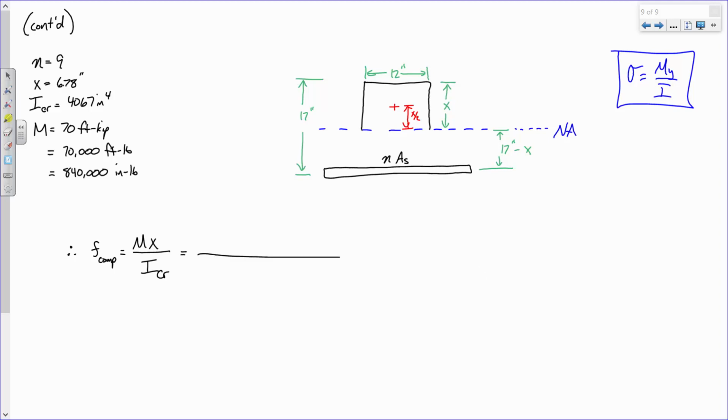So that's going to be 840,000 inch-pounds. That's going to be 6.78 inches, and that's going to be 4,067 inches to the fourth. And so the compressive stress is going to be what?